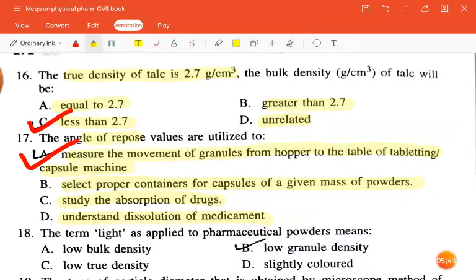The next question is: the term light as applied to pharmaceutical powders means low bulk density, low granule density, low true density, or slightly colored. So the correct answer is low granule density.